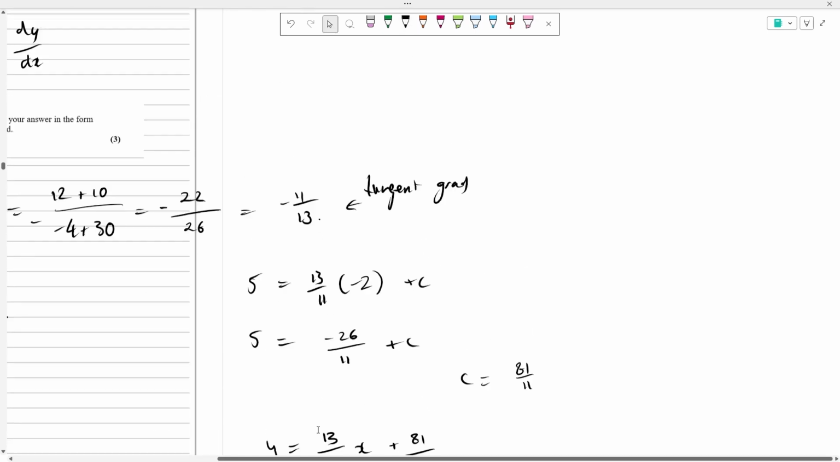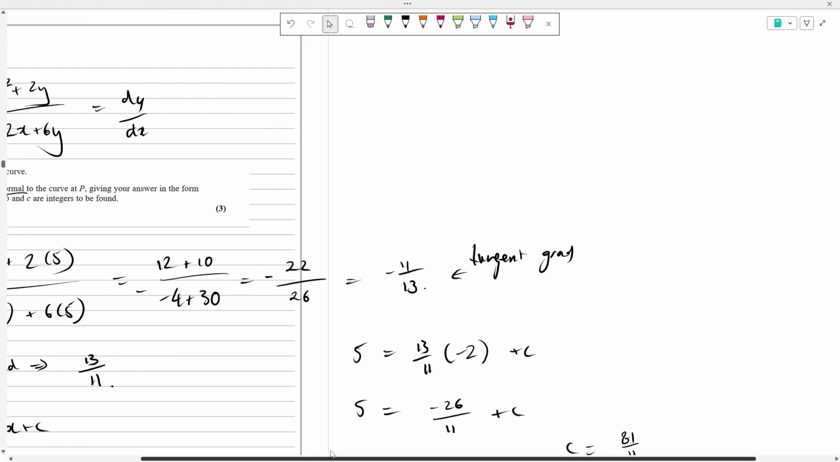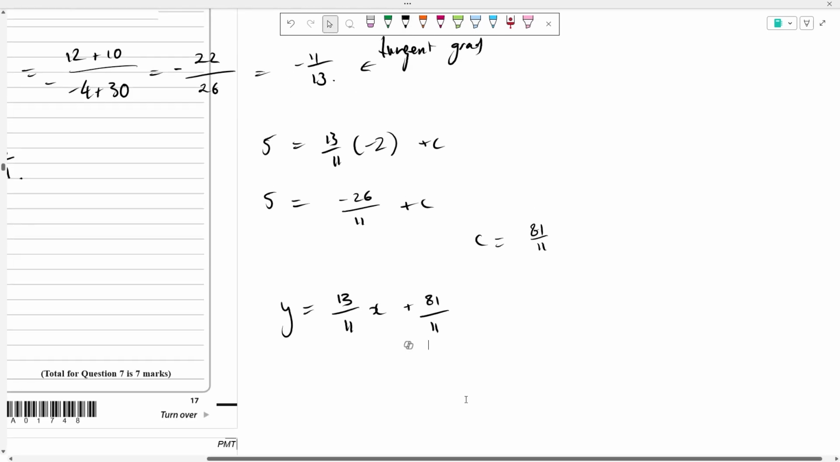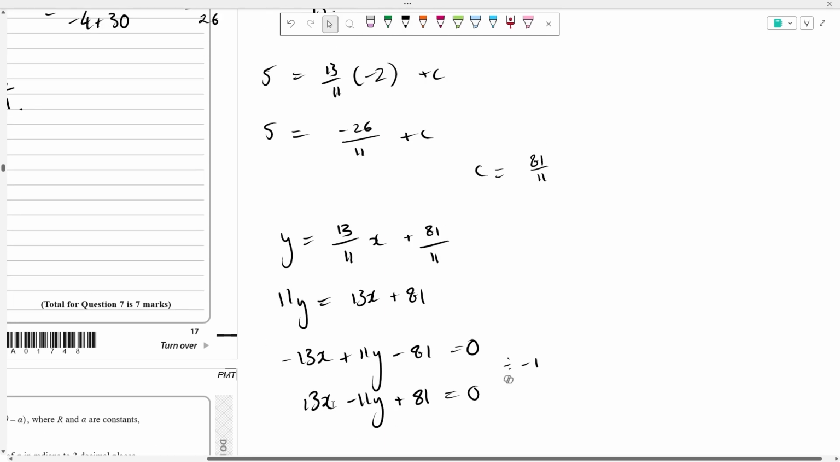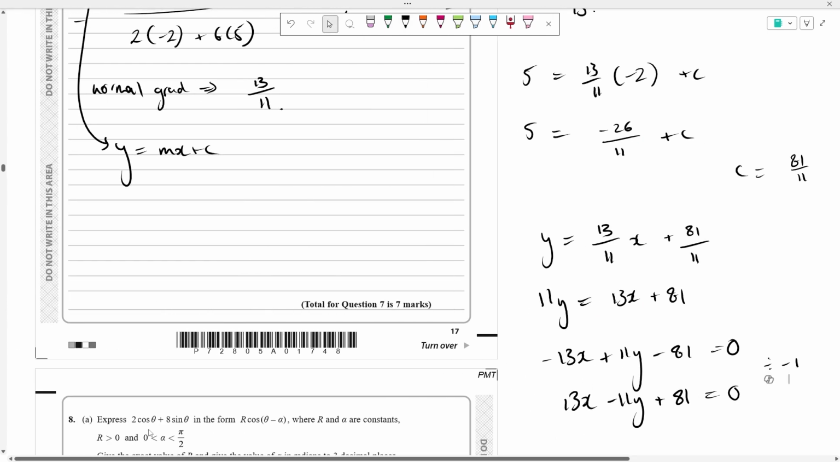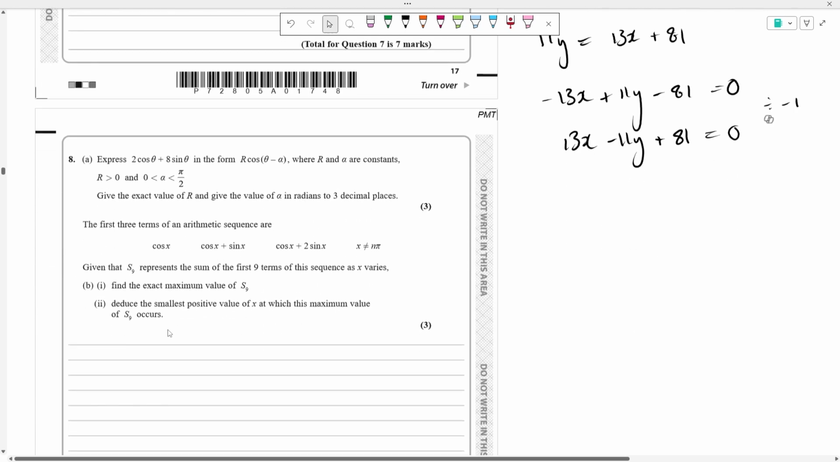But we need to make sure we end up with this form here, ax plus by plus c. I'm going to times the whole equation by 11, so I end up with 11y is equal to 13x plus 81. I move everything to one side, so this becomes minus 13x plus 11y minus 81 is equal to 0. Okay, if you've written it like this as well, this is completely fine. Absolutely fine. Because it's a 0, you can just divide through this by minus 1. They're both the exact same equation. Okay, cool. Question 8.